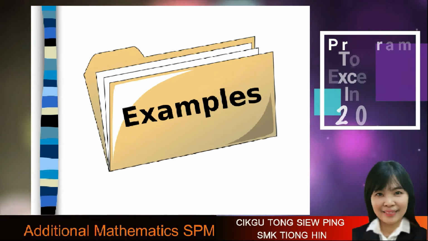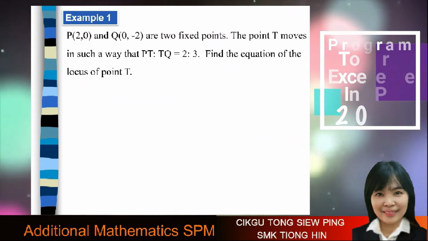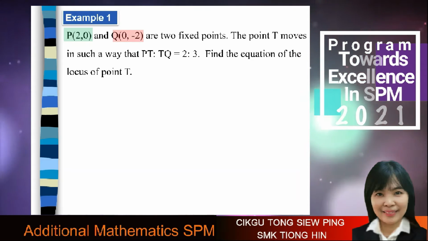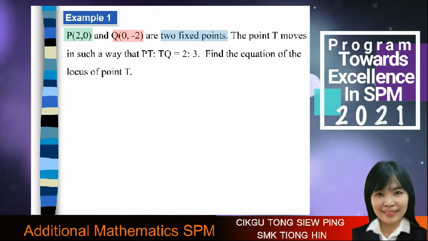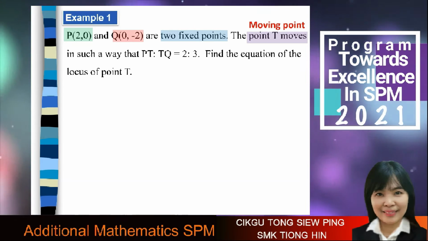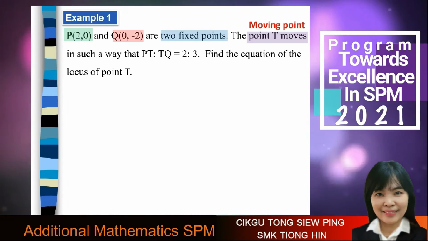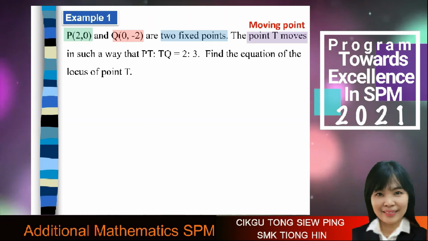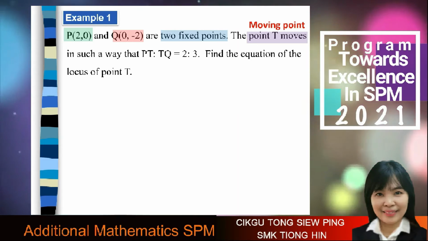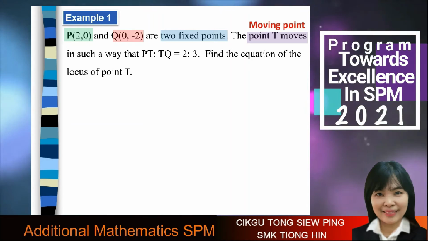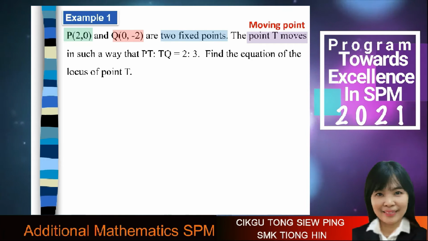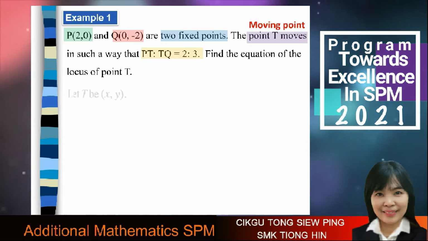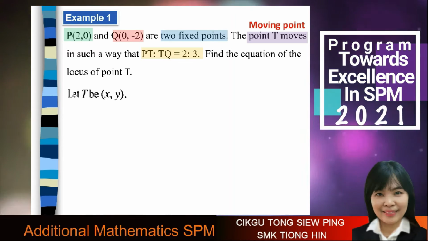Now let us look at some examples. Example 1. Point P and point Q are two fixed points. The point T moves in such a way that the ratio of PT to TQ is equal to 2 to 3. Find the equation of the locus of point T. We know from the question that T is a moving point. Therefore, we let point T be (x, y).